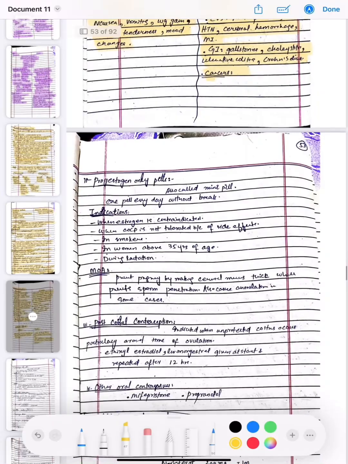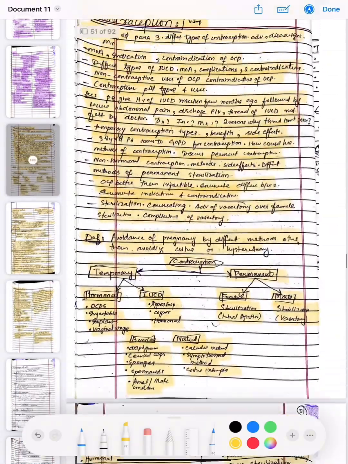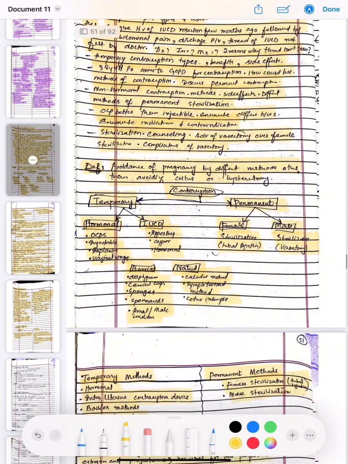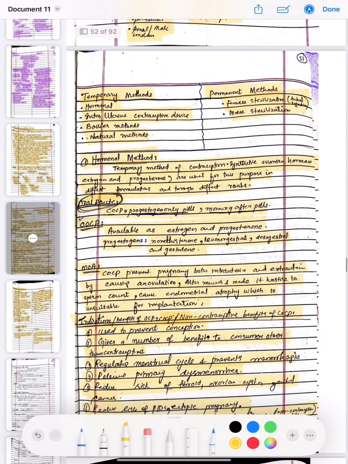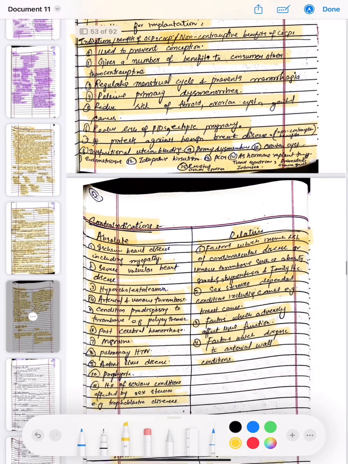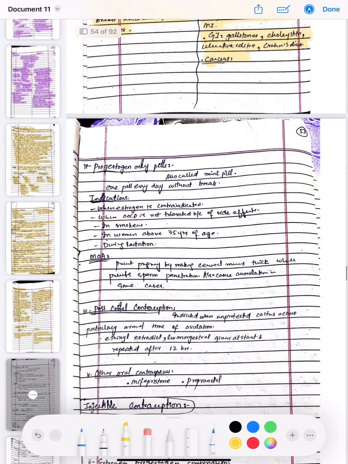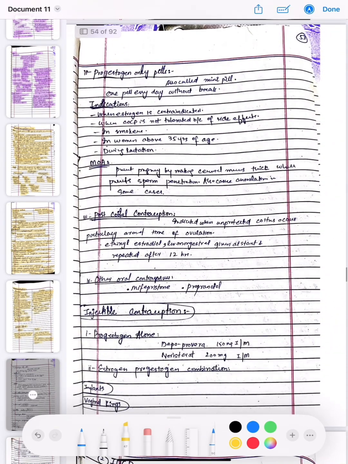So this was about the combined oral contraceptive pills, which are a hormonal method of contraception. We have discussed the indications, the benefits, the contraindications, which are absolute and relative, and the adverse effects, which are minor and major. Now, progesterone-only pills.